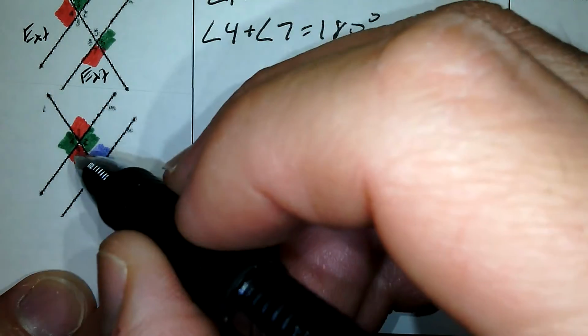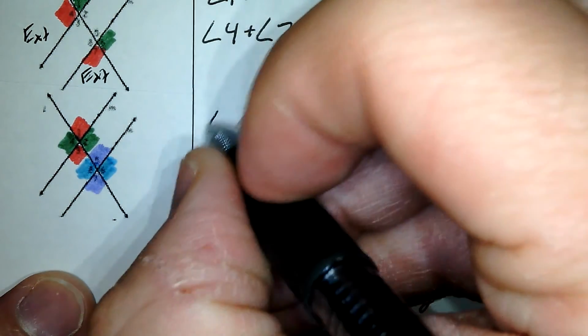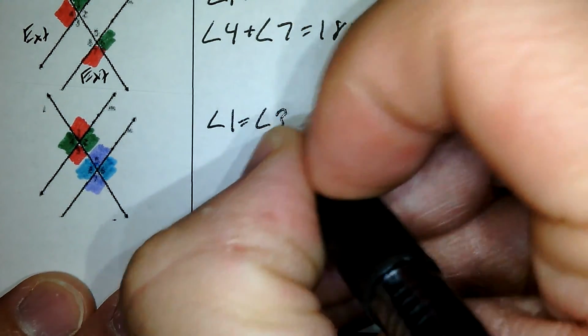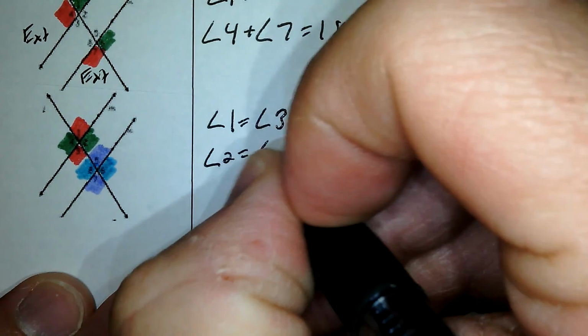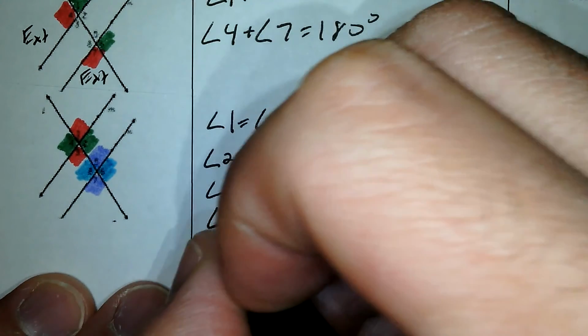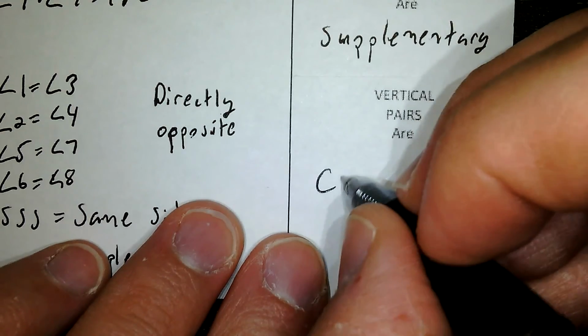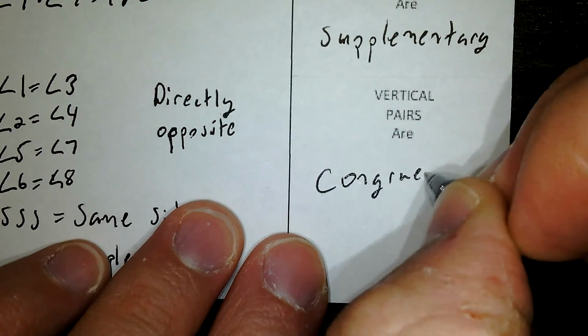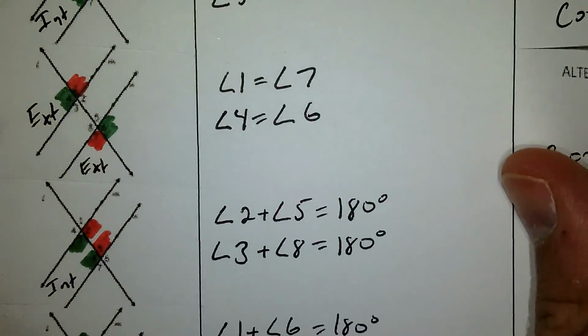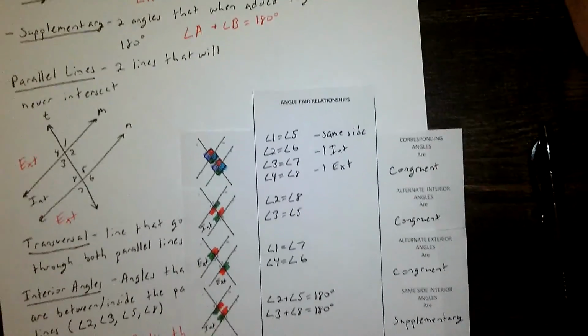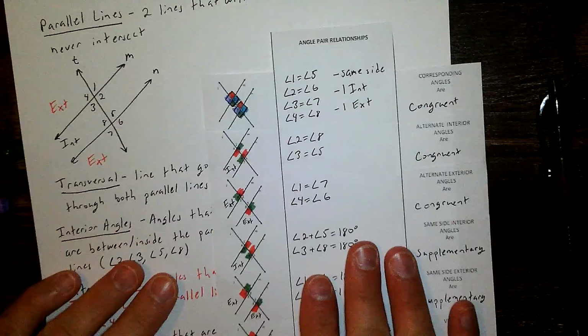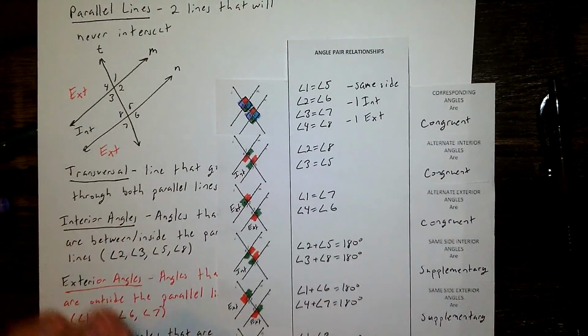If you notice, angle 1 and angle 3 are the same angle, meaning that angle 1 is equal to angle 3, angle 2 is equal to angle 4, angle 5 is equal to angle 7, and angle 6 is equal to angle 8, making vertical pairs congruent. So now take that in, put it into your page right here, that way it looks something like so. Okay, and you're done. And that's it for today.